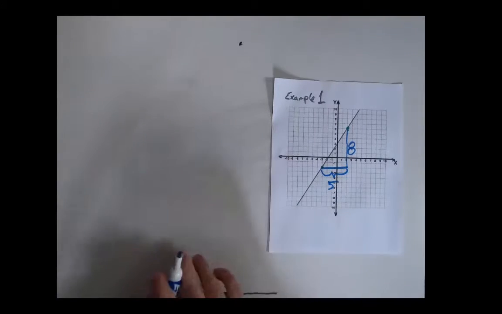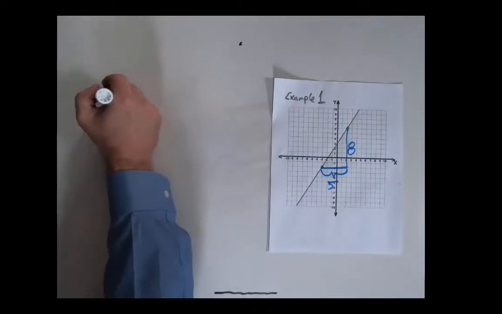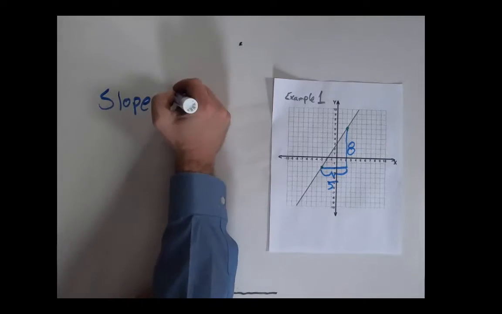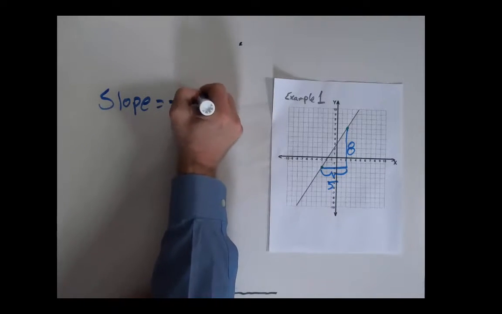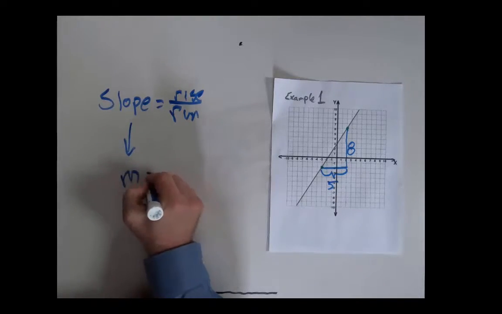Now let's plug that into the slope formula. Remember, slope is run under rise. And slope is denoted with an M. In other words, M represents slope. I have no idea why.